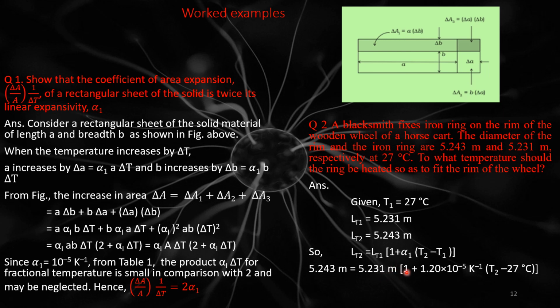meters into 1 plus alpha L, which is 1.20 into 10 to the power of minus 5. This is from the tables, for steel, for the wooden wheel and the steel ring or iron ring, per Kelvin, into T2 minus 27 degrees centigrade. So we have to find the temperature T2. Solving it, we get T2 is equal to 218 degrees centigrade. So the ring should be heated to 218 degrees centigrade to fit the rim on the wheel.